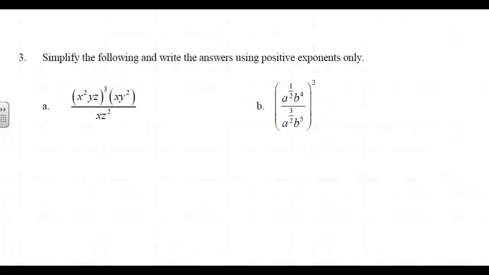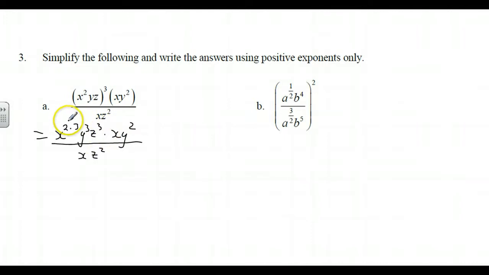Simplify the following and write the answers using positive exponents only. Okay, so we have to do this first, power to a power, right? This is x to the 2 times 3, y to the 1 times 3, which we'll just write as y cubed, z cubed, times x, y squared, over x, z squared.